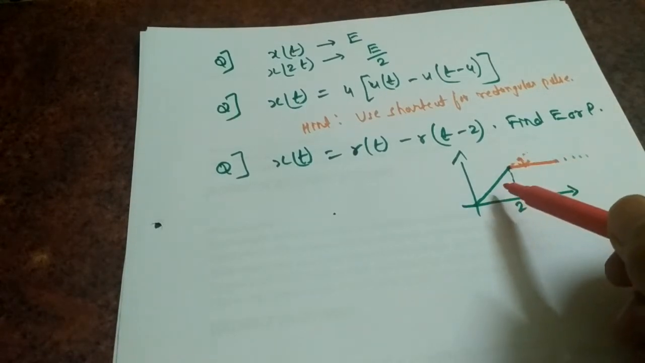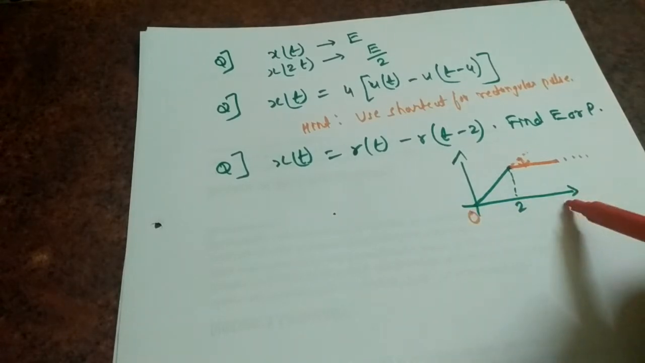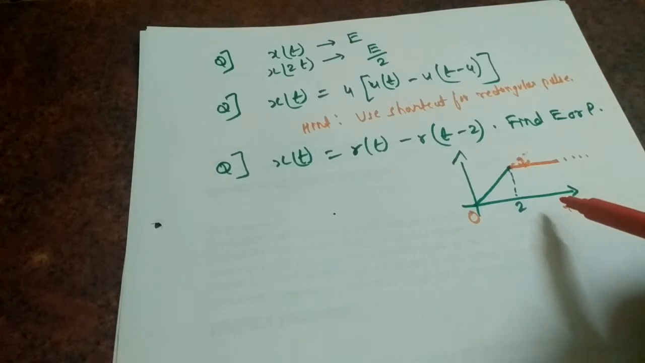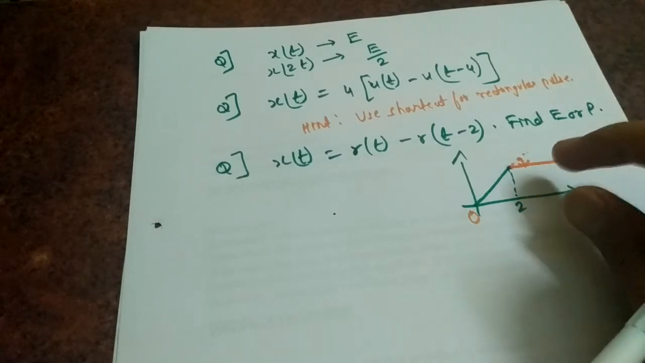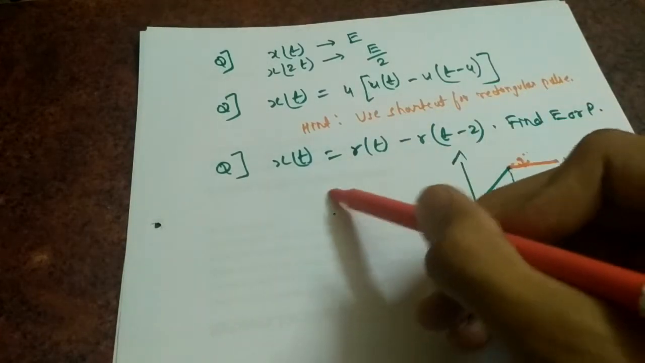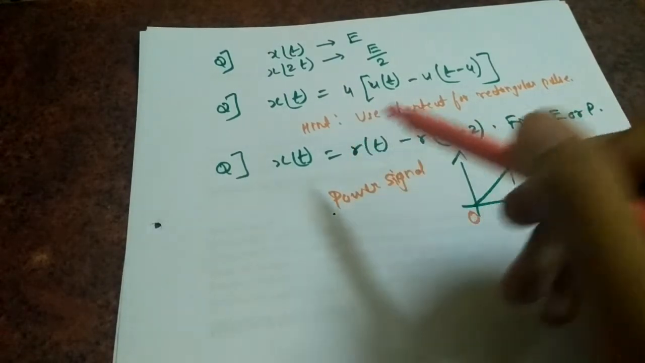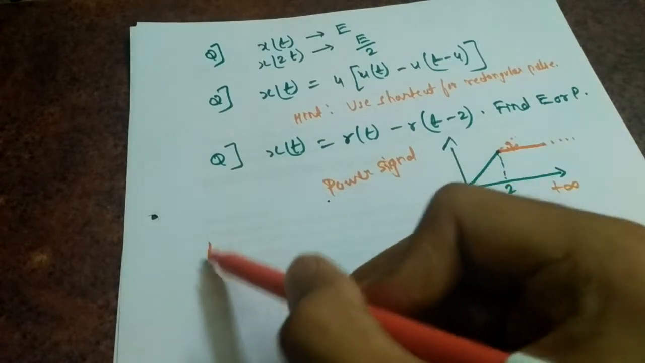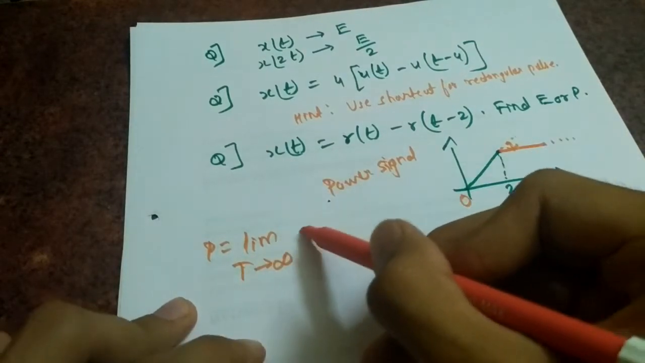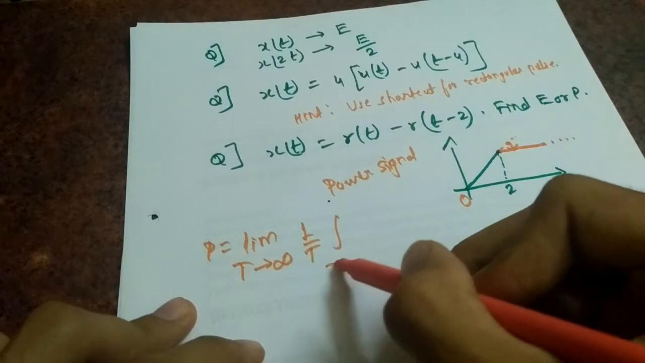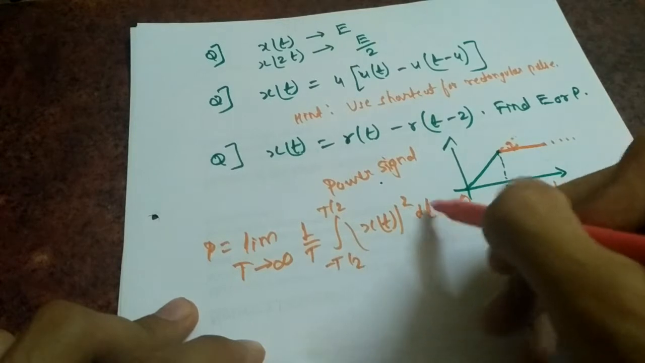So our signal is extending from 0 to plus infinity, no doubt in that. We can say that this is an infinite duration signal but having finite magnitude, and this property is satisfied by a power signal. I hope you remember. So this is a power signal and we will find the power for this. As per our definition, we are not having periodic signals, so we will use the definition for non-periodic signals and find the power.